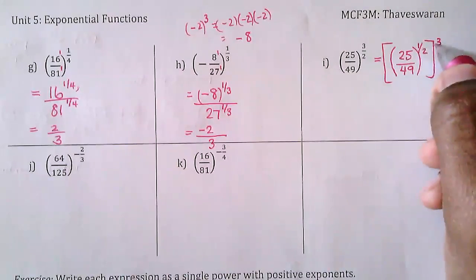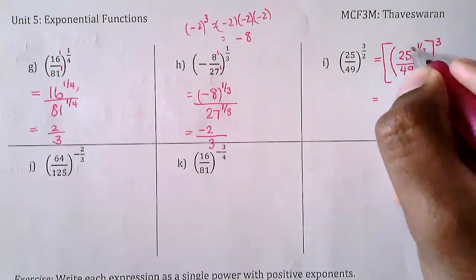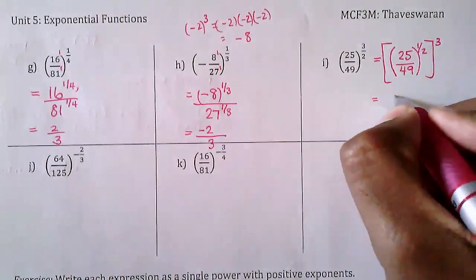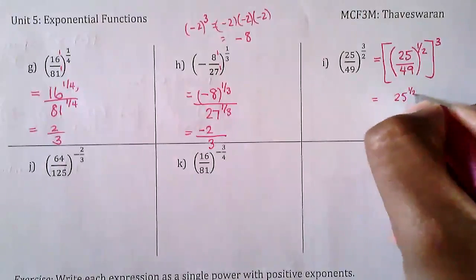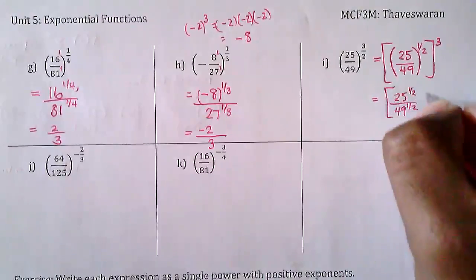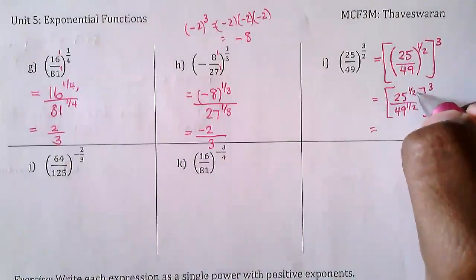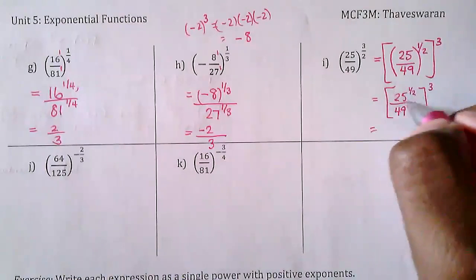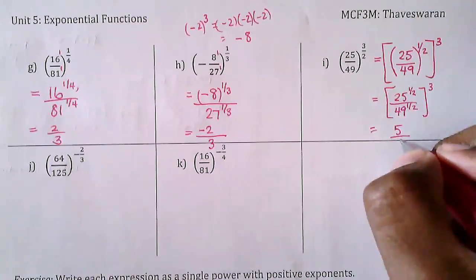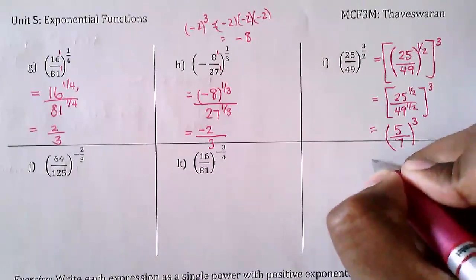Again, if I multiply these exponents, it'll give me 3 over 2, so I know I'm correct. Here, this half applies to 25 and 49 individually. So this is the same thing as saying 25 to the power of half divided by 49 to the power of half, all to the power of 3. Because the n, the index value here is 2, I'm looking for the square root of 25, which is just 5. I'm looking for the square root of 49, which is 7. And all of that is to the power of 3.